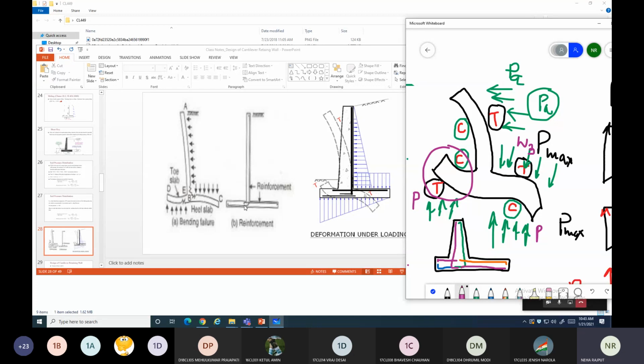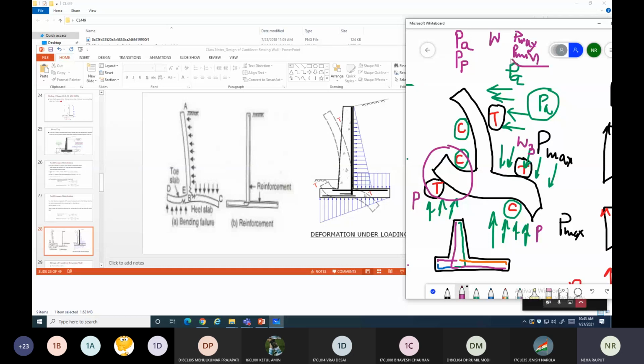So this is the proper way of understanding the behavior of the cantilever retaining wall. The very first question: how many types of loads are acting? Loads are acting in terms of active pressure, and the passive pressure is generated on the opposite side. Then, due to the proportioning of the retaining wall, once you provide the dimensions of the heel slab, toe slab, the thickness and all together, the force will be the weight of the retaining wall itself, and two more pressures are generated, that is the P maximum and P minimum.